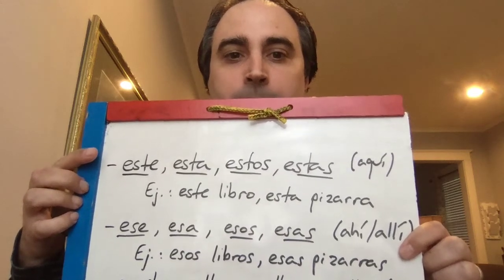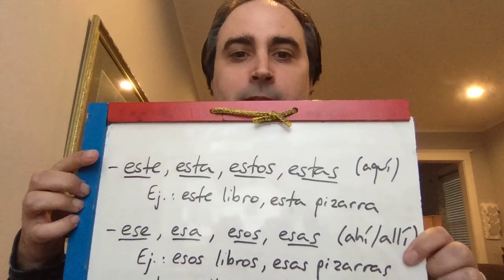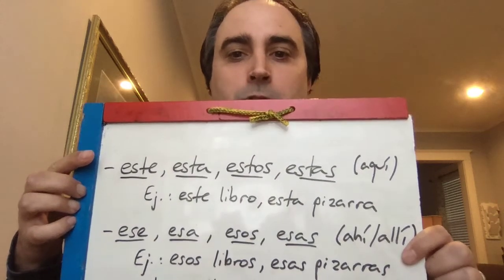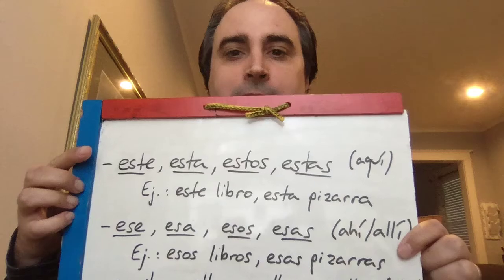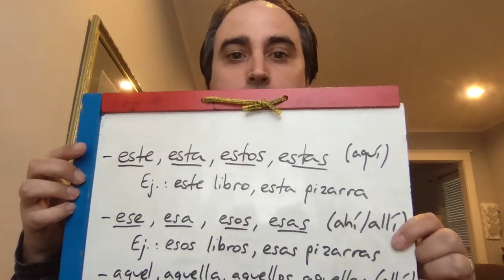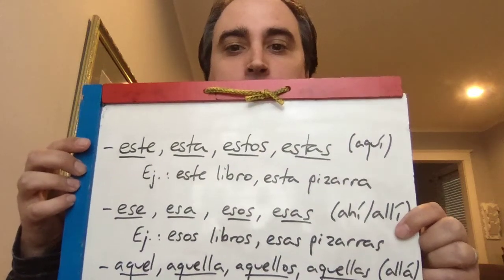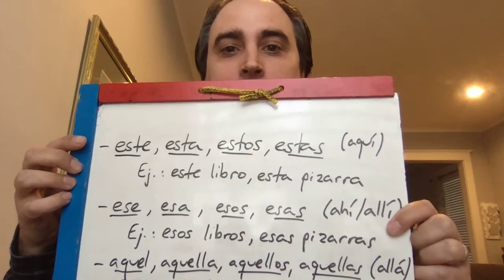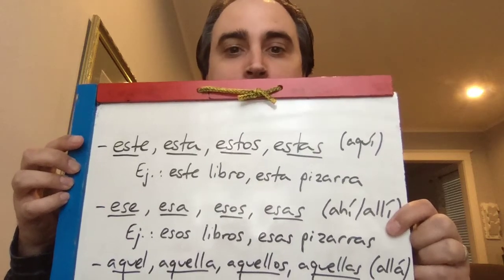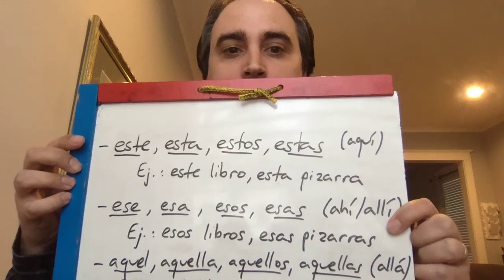Vamos a repetir. Este, esta, estos, estas. This is what we use to talk about things that are close to the speaker. For example, este libro, esta pizarra, or the plural, estos libros, estas pizarras.